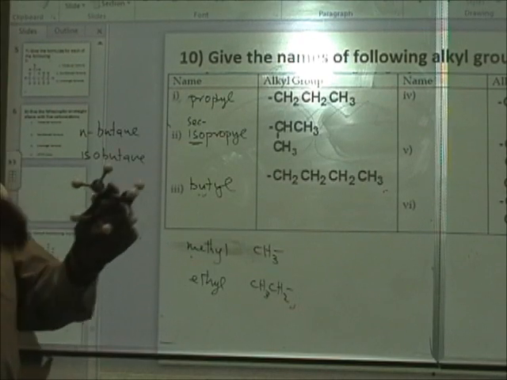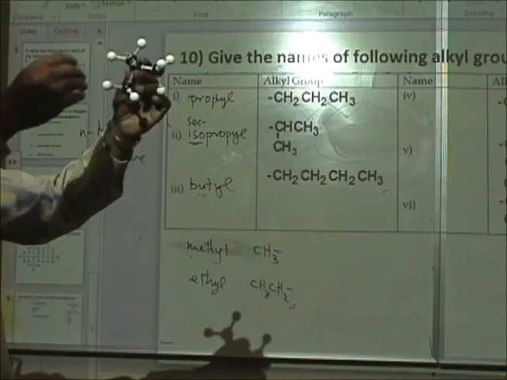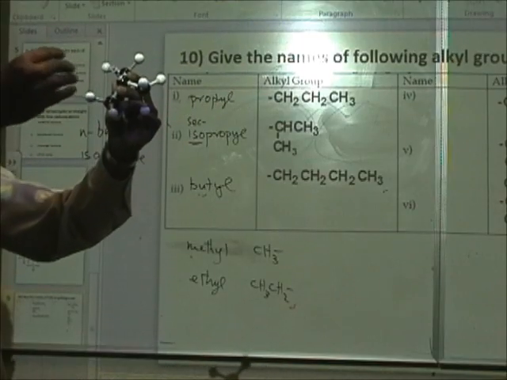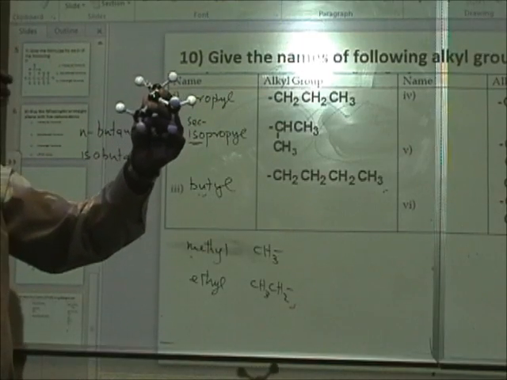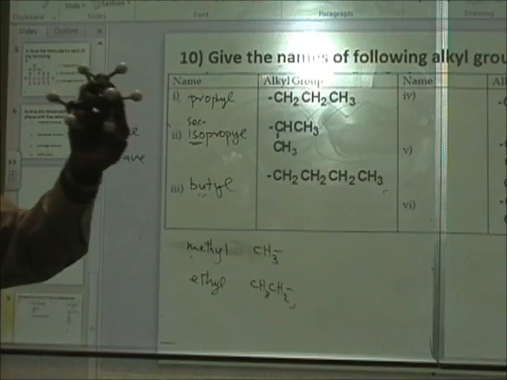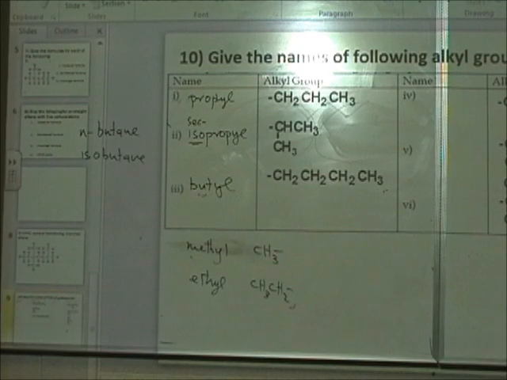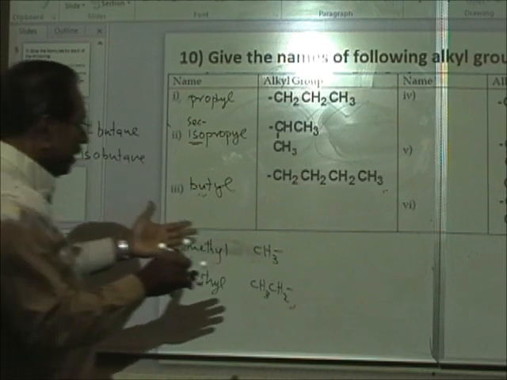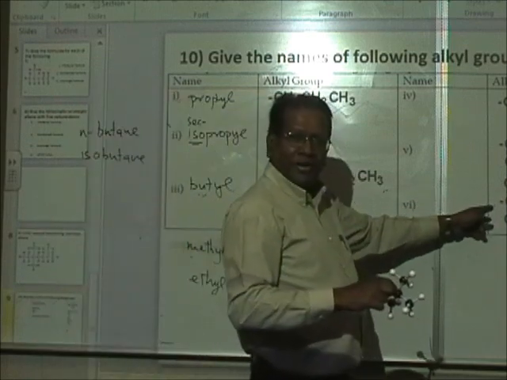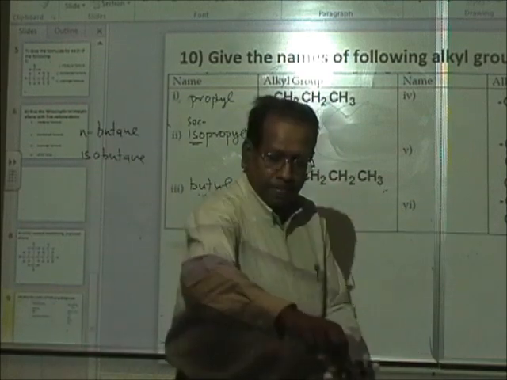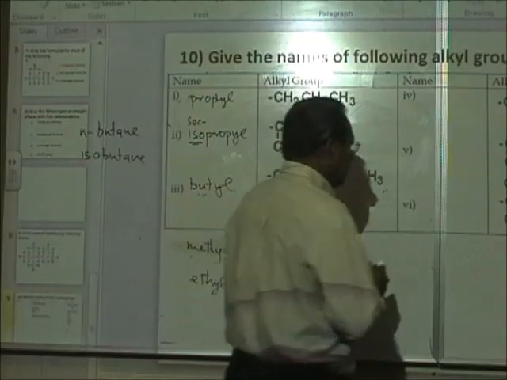Because all the primary carbon atoms are equivalent, right? There's one other possibility. You can remove the only remaining hydrogen atom from the middle carbon atom, the tertiary carbon atom. Then you can get a tertiary butyl group, all right? Can you tell which one is that? That one, right?